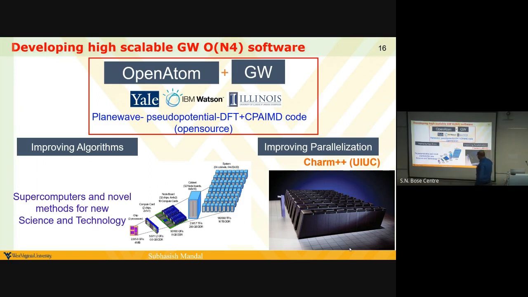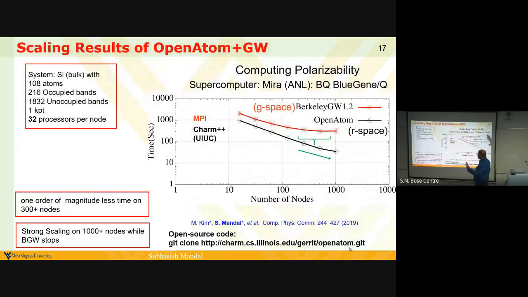So what we did is we improved a lot of algorithms, and we collaborated with some computer scientists from Champaign, and everything was written in a very sophisticated way using Charm++ parallelization techniques instead of just MPI. This is kind of technical, but this is the summary of the scaling results.